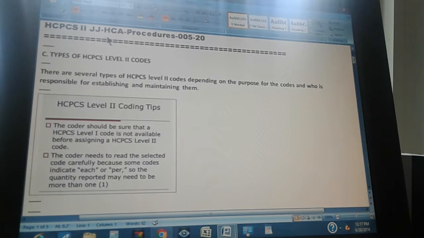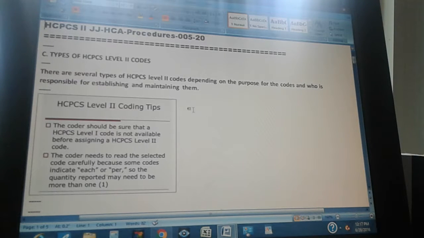HCPCS Level 2 JJ-HCA Procedures, page 005, part 20. C. Types of HCPCS Level 2 codes. There are several types of HCPCS Level 2 codes depending on the purpose for the codes and who is responsible for establishing, meaning creating, and maintaining them, meaning keeping them running, right? Yes. That's maintaining.